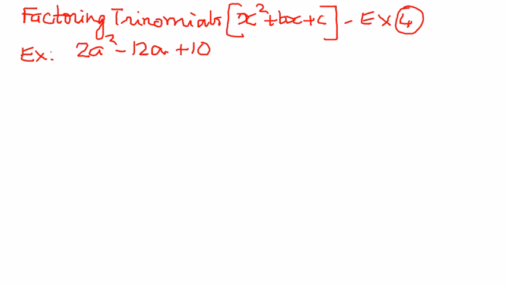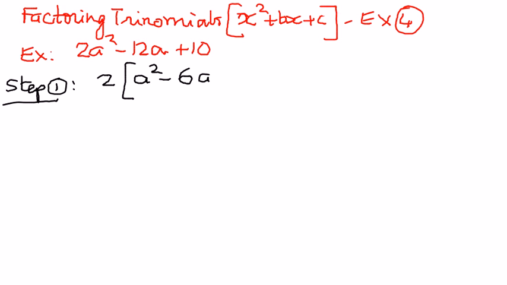And what we mean by that is as follows. Let me write this in different steps. The given expression is 2a squared minus 12a plus 10. If I look at all the terms, 2, 12, and 10, 2 is common. So if I pull out 2 as common, what is left inside the brackets is a squared minus 6a plus 5, since 2 times 6 is 12.